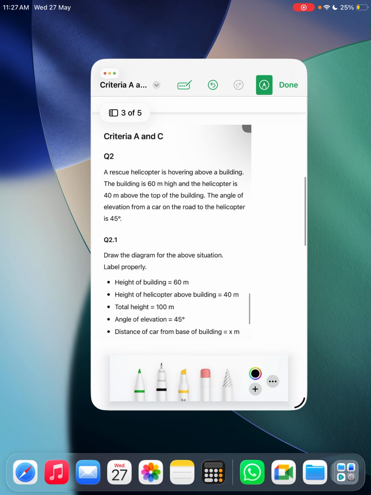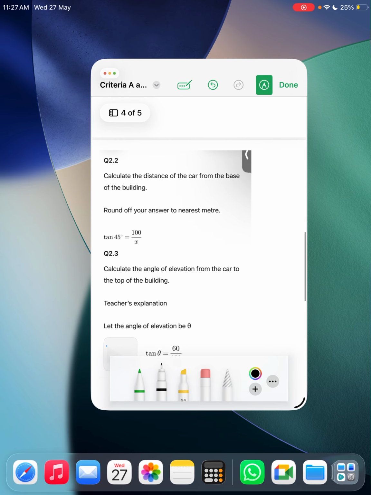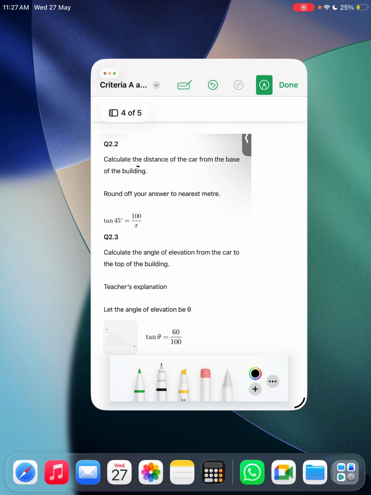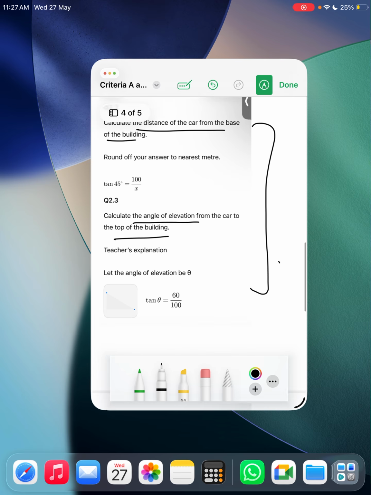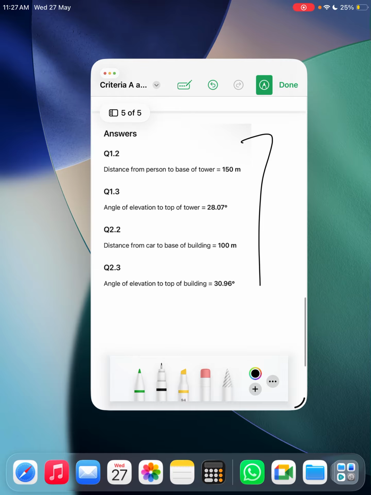Then another question, take a screenshot. Question number 2. In the first you need to draw the diagram. Then take a screenshot. Distance of the car again from the base. Then angle of elevation. Take a screenshot quickly. And then we have these answers. You can take a screenshot, and if you don't get any answer correct, you can just send it to me. I'll check.